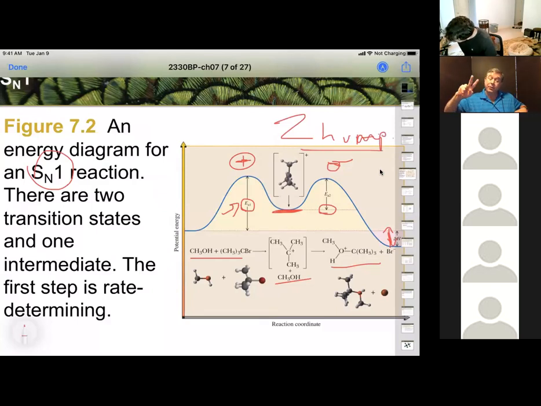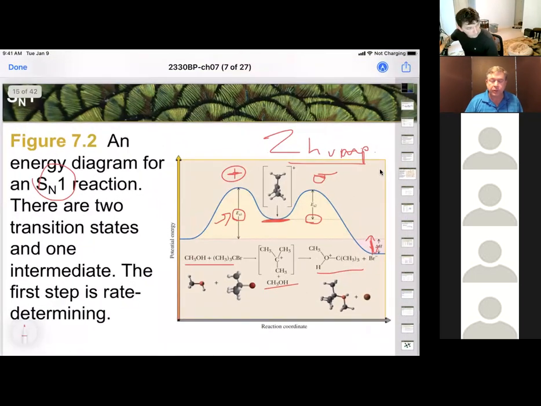Okay, SN2s have 1 hump, SN1s have 2 humps in their energy diagram. Please don't get that confused. You want to think about it that way. An SN1 typically forms a carbocation, and carbocations are always reactive intermediates, so I should see 2 humps in my energy diagram. Okay, so those are the 2 extremes. Some reactions can do a little blending of the two, and there are lots of things that affect which of these mechanisms will occur.